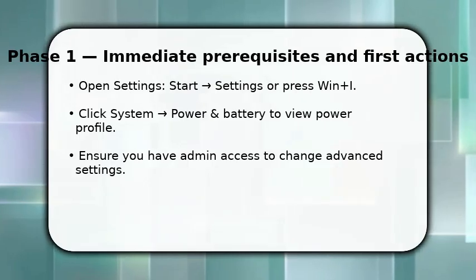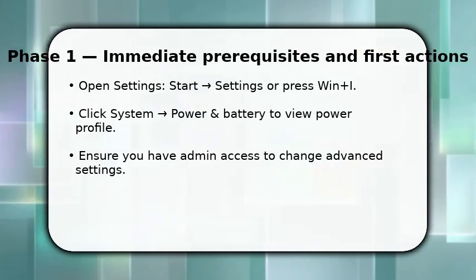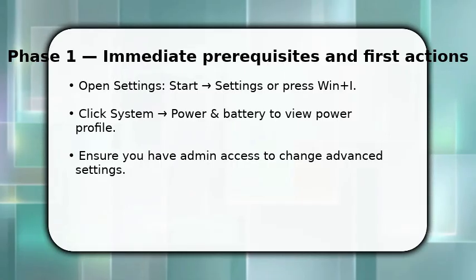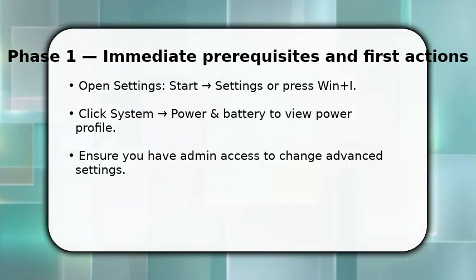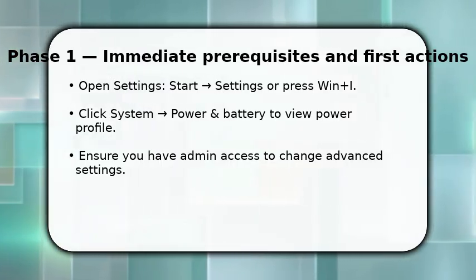Enjoy the video. You start by opening Settings fast. Press Win+I or click Start then Settings. Once in Settings, choose System and select Power and Battery so you land on the power controls.